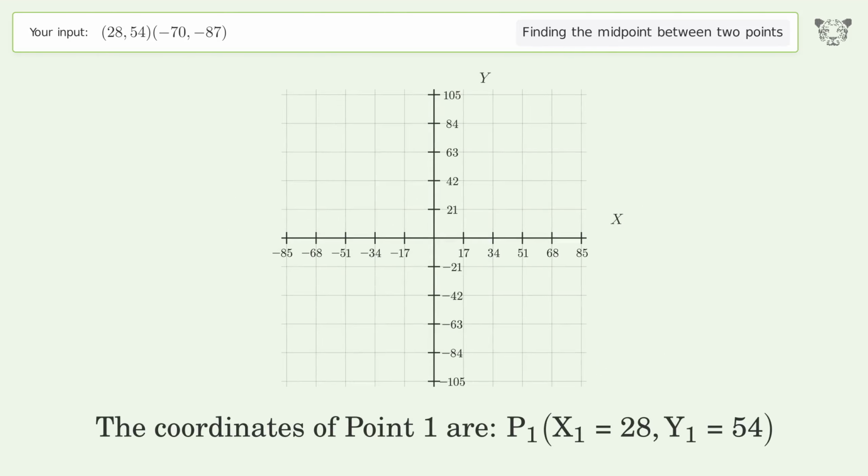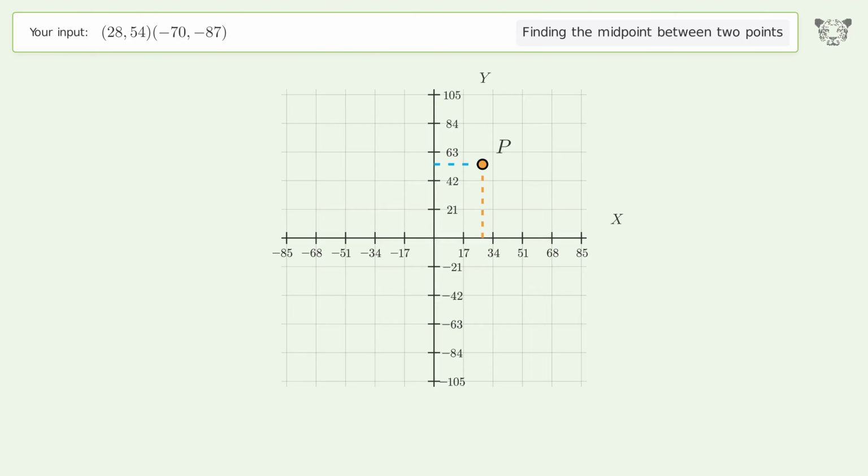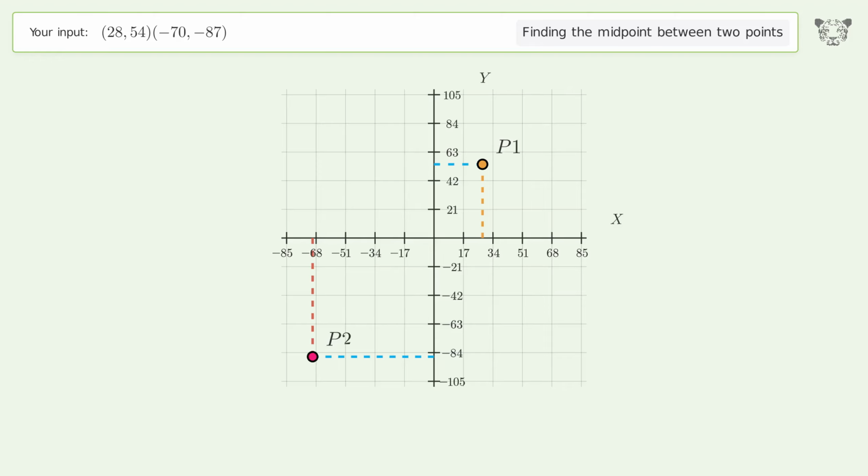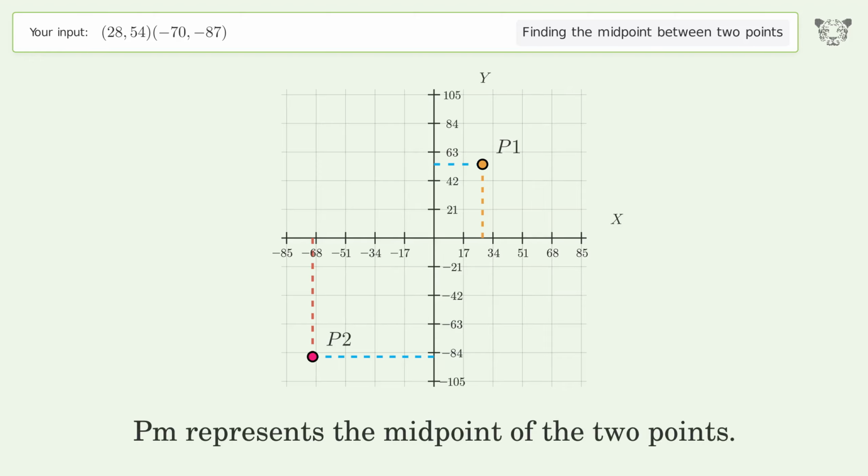The coordinates of point 1 are x1 equals 28, y1 equals 54. The coordinates of point 2 are x2 equals -70, y2 equals -87. PM represents the midpoint of the 2 points.